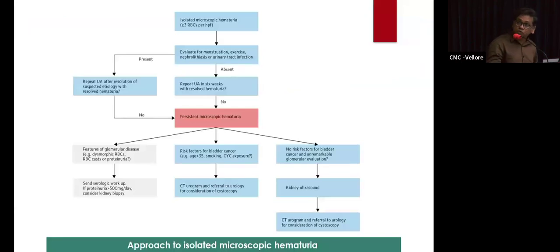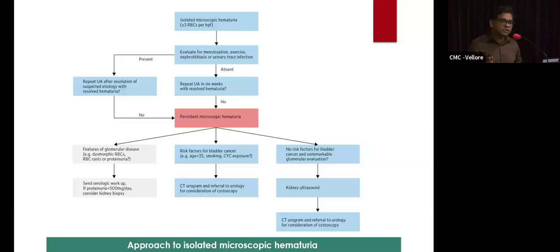So how to approach isolated hematuria? If the patient comes asymptomatic and is having RBCs of more than 3 per high power field, we first have to rule out whether the patient is female and menstruating, whether he has done heavy exercise or came from the gym, or whether he has a known history of nephrolithiasis. If these are absent, then we have to repeat the urine analysis.